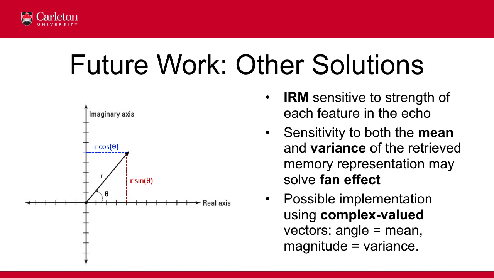This modification could be implemented using complex valued vectors, such that the angle on the imaginary plane represents the content of a memory and the magnitude represents the certainty in that content. The proposed model is currently in development and results are a matter of future work.